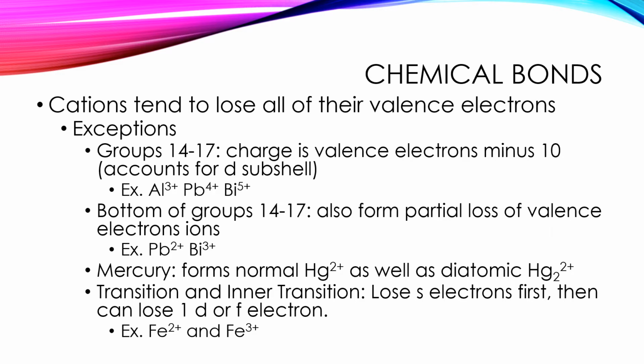So for example, if we're looking at magnesium, it has 2 valence electrons. It's going to lose both of those to make magnesium 2+. We do have some exceptions.